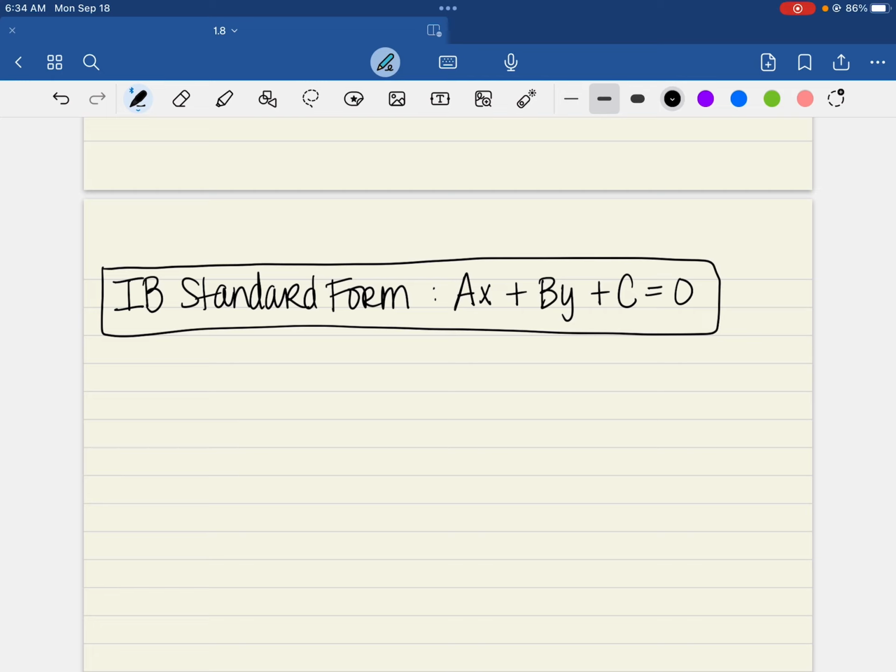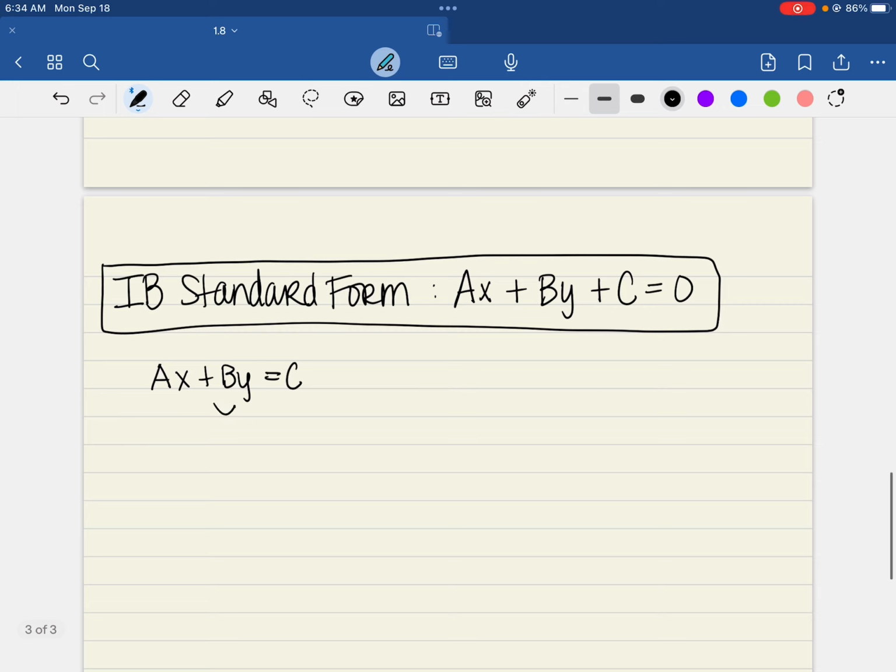Now, IB standard and standard are very similar. Standard is just simply, instead of equal to 0 or adding C, it's actually equal to C. Okay, and so this is normal standard, which is slightly different than IB standard.